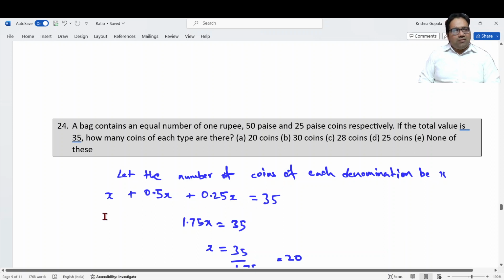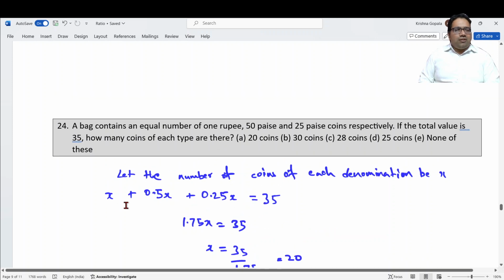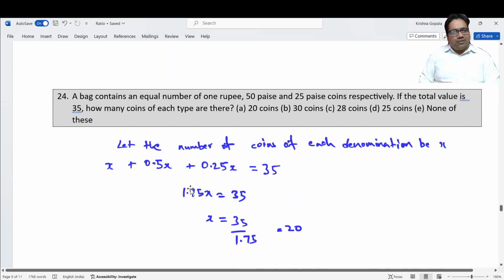Let's combine all of this. 1 plus 0.5 plus 0.25 is 1.75. Total 1.75 into x is equal to 35. So x equal to 35 by 1.75, which equals 20, right? So 20 one rupee coins, 20 50 paisa coins, and 20 25 paisa coins, all put together, they will become 35 rupees.